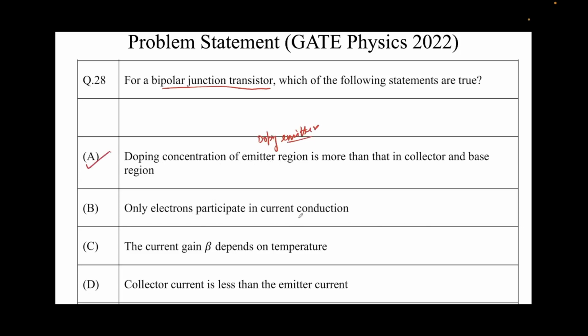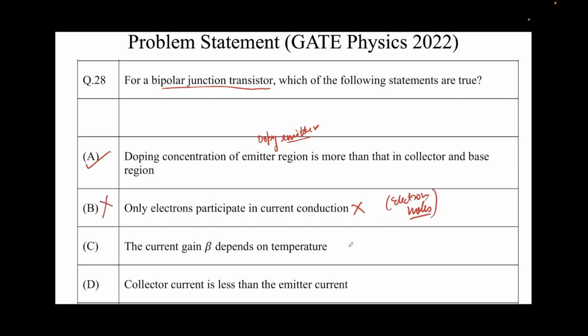Only electrons participate in current conduction. This is not correct. We saw that holes also participate, because there is some back diffusion from base to emitter and some recombination. So holes also participate. This option is not correct.